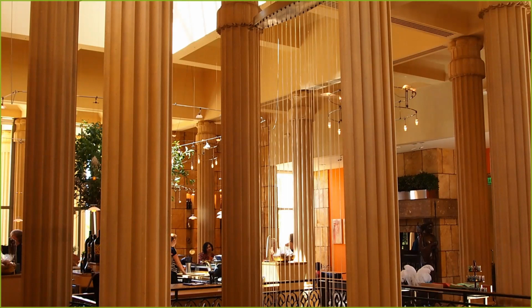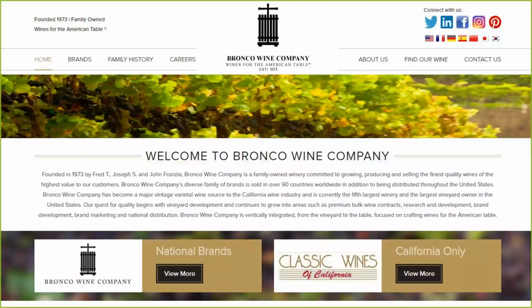because at the other end of the scale, we're going to talk about this winery. It too is based in Northern California. It's called Bronco Winery, and it was started in 1973 by Fred and John Franzia. They are actually brothers and cousins, a family-owned winery. I think it says that somewhere on there.